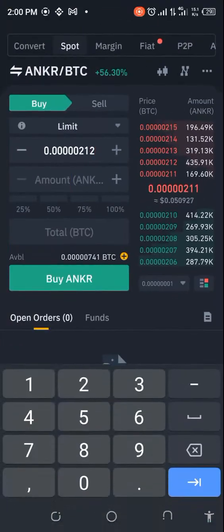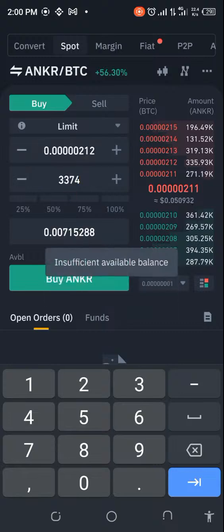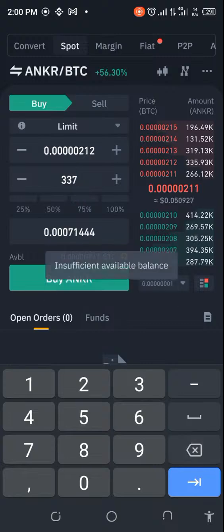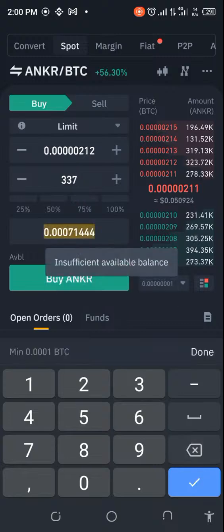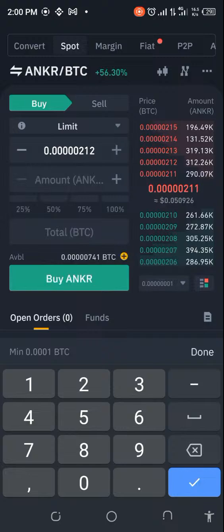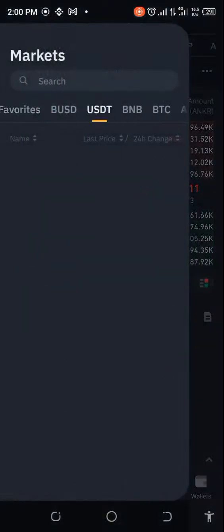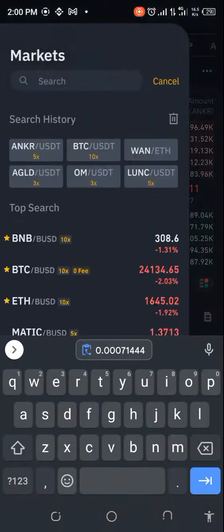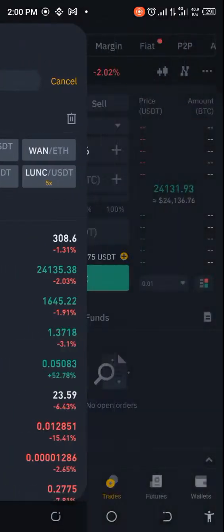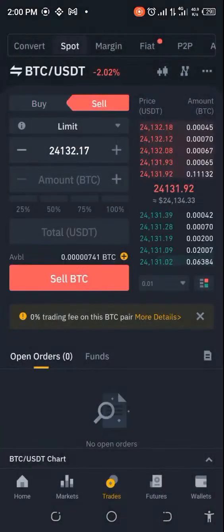Let's put that there, and we're just simulating for now. Okay, so of course, it did not recognize the decimal point, so we need to remove that. So let me cut that and go and sell this on the BTC USDT market. Let's see whether we're going to make a profit.